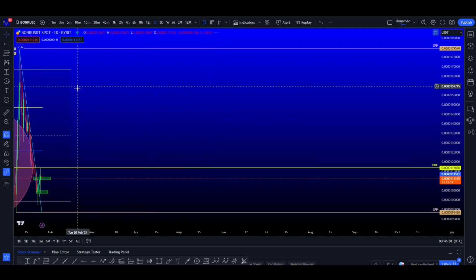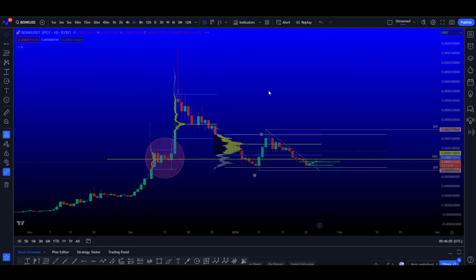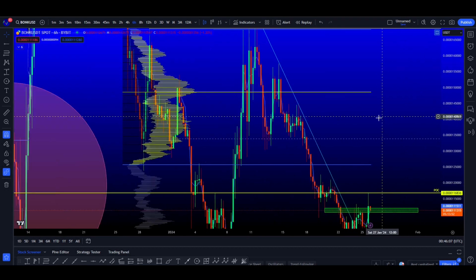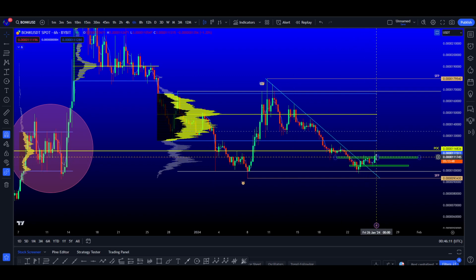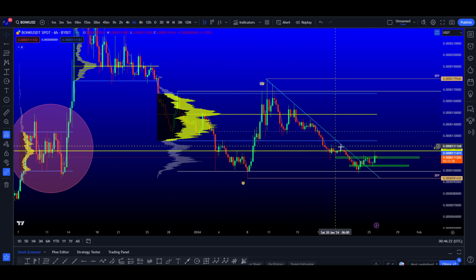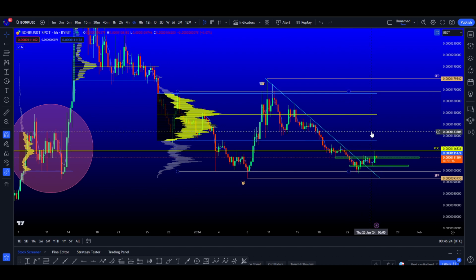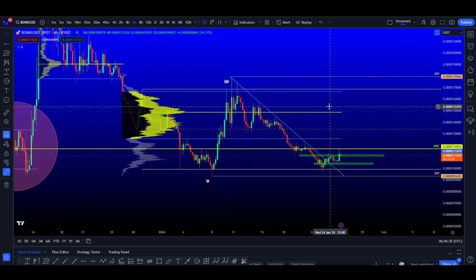So with that being said, what's next, right? You're on the point of control here. You just got rejected. You're trying to find support once again. And what do you think is going to happen? If we do manage to find support, your next major test will be this value area low, pulled from this initial sell-off. And then right above that, you have the value area high off the old range, right? And then you have your point of control.